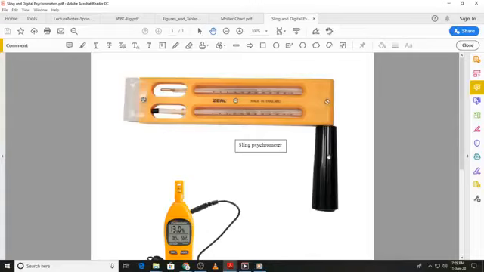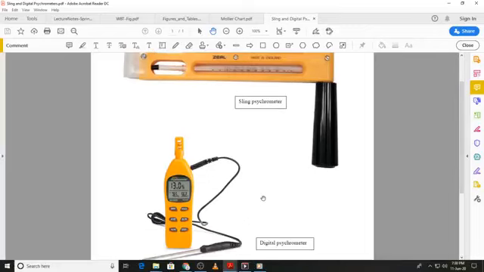Holding this handle, you then rotate this upper casing, and after a while you will notice the difference in the two temperatures. The temperature measured by the upper thermometer will be the dry bulb temperature, which will be higher, and the one measured by the lower thermometer will be the wet bulb temperature, which will be lower. And I will show you a video of how it is properly done.